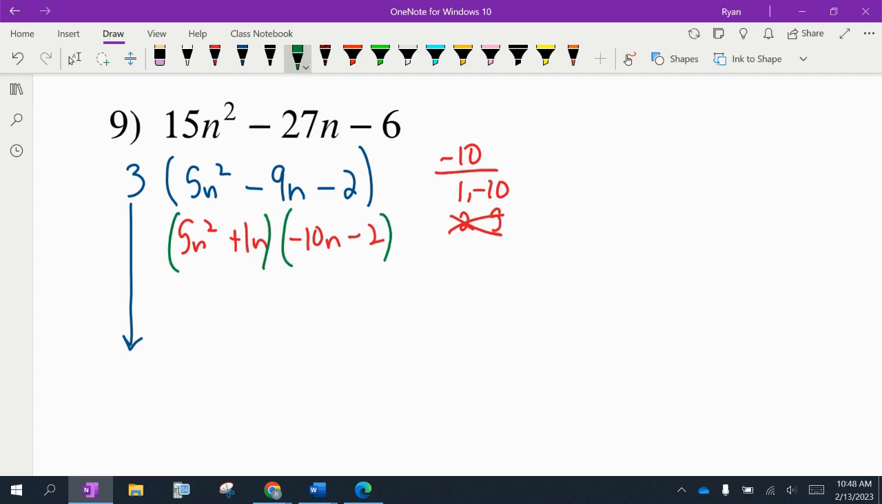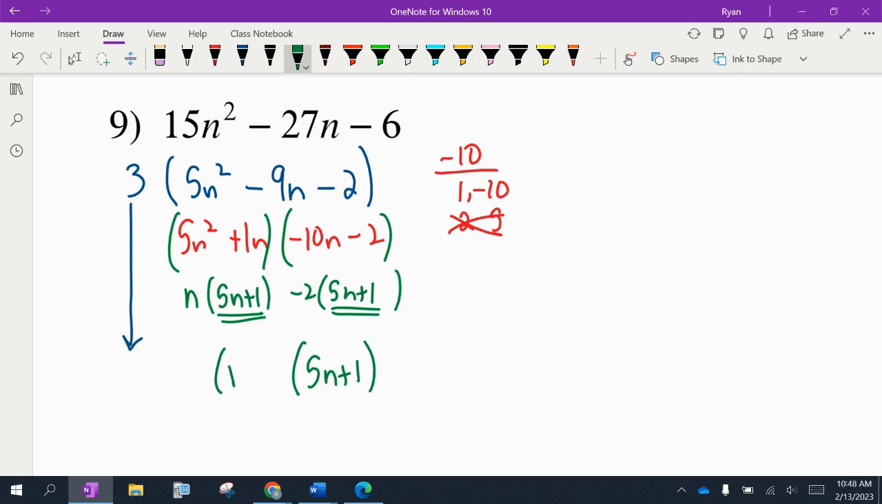Group, group, group. GCFs, n goes into both of those. Negative 2 goes into both of these. Negative 2 goes into both of those terms. Insides are the same. We needed that. So it's 5n plus 1, n minus 2 with this GCF from the very beginning of 3 that needs to be brought down.